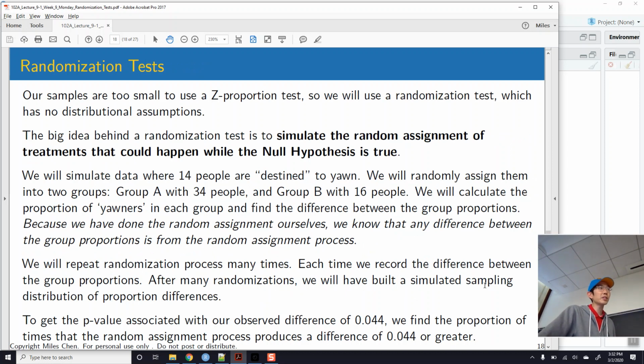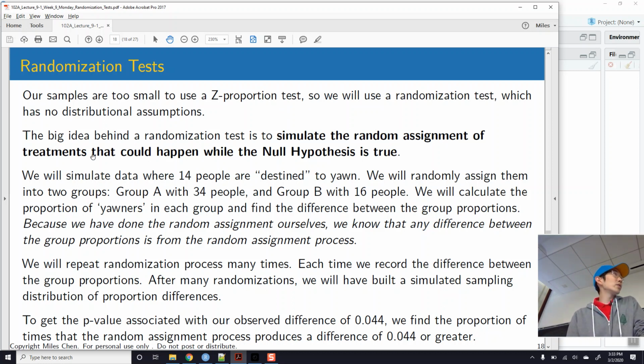So the randomization test does not rely on the central limit theorem, okay? What it will do is simulate the random assignment process, the random assignment of the treatments that could happen if the null hypothesis were true, right? So this is what we're going to do: simulate the random assignment of treatments that could happen while the null hypothesis is true.